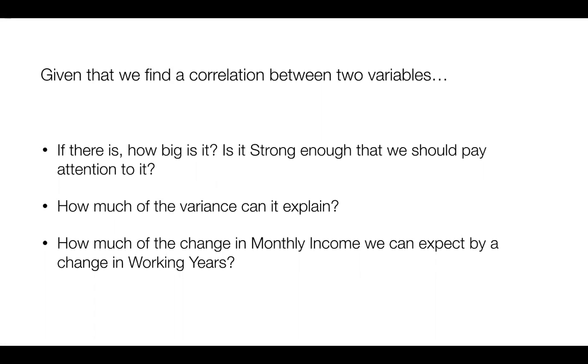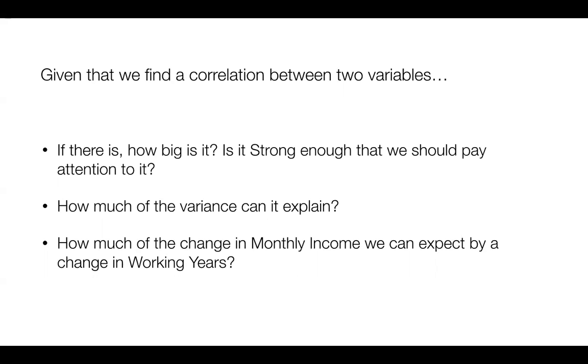The second question is, how much of the variance can it explain? If there's a correlation, does that mean that when the monthly income changes, the exact change can be explained by this variable, like total working years or job level? Likely not. It's not a single straight line, not a correlation of 1. It's like 0.77 or 0.9. So there might be some correlation, but it might not be able to explain all the changes in the monthly income. We want to understand how much of the variance a given variable can explain.